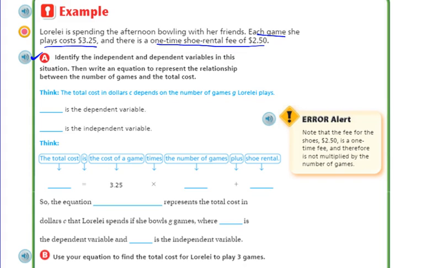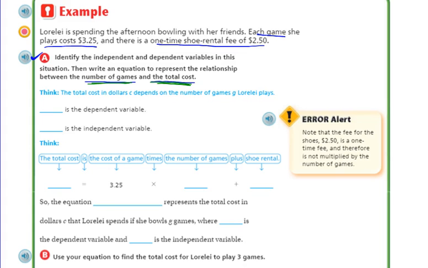Part A, identify the independent and dependent variables in this situation. Then write an equation to represent the relationship between the number of games and the total cost. So what I'd like to underline now is the number of games and the total cost. These are our two unknown values that we will need variables for. The number of games will change depending on who's bowling. And then therefore, if the games change, then that total cost will change.